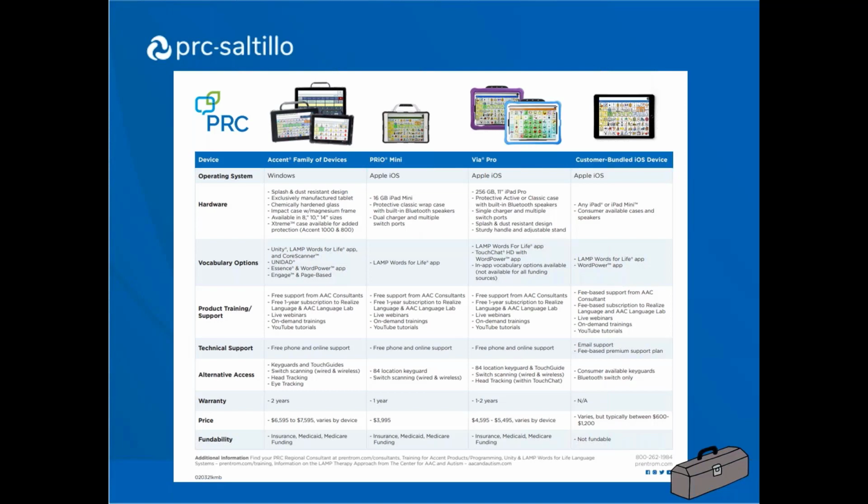The Accent devices are the most flexible devices that PRC has in the lineup, and that also means that we have a variety of different alternative access methods on the devices. So if you're looking at that column under alternative access, we can see that you can access the device directly through direct select with a key guard or a touch guide or a tactile key guide. We also have switch scanning, head tracking, and eye tracking capabilities as well.